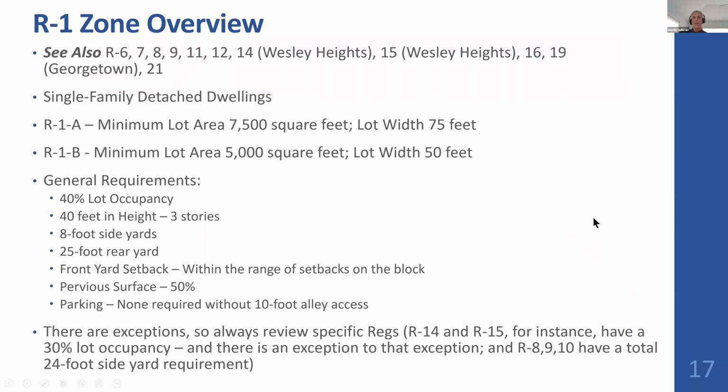So I'm going to go over specific overviews of the zones. A lot of this I'm sure you know, but the R1 zone overview: it's 40% lot occupancy, 40 feet in height, 8-foot side yards, 25-foot rear yard. There's a front yard setback. It's within the range of setbacks on the block. The thing you need to know about that is it does not include a covered porch. So what sets that range of setbacks is the front of the building itself, not the front of a covered porch.